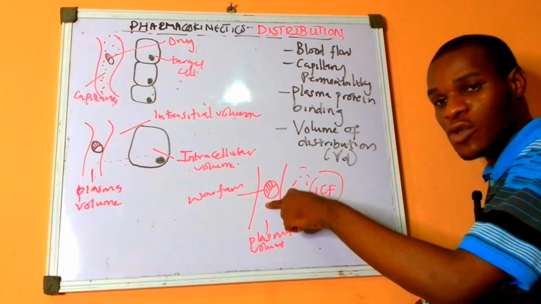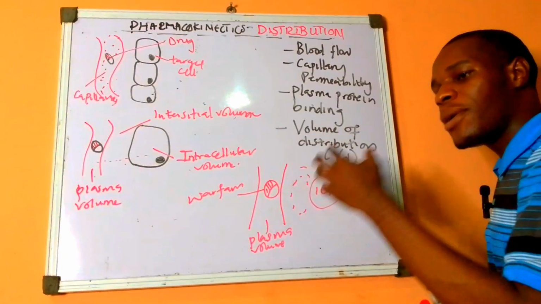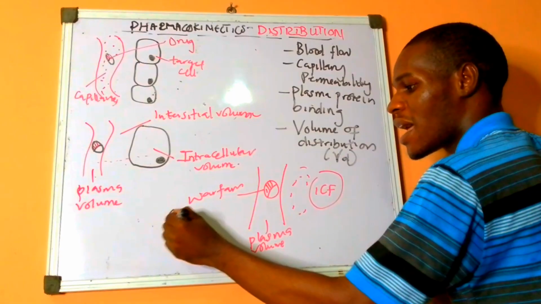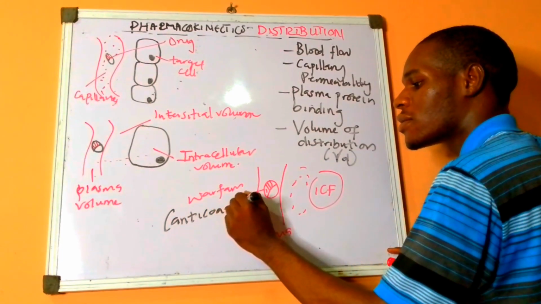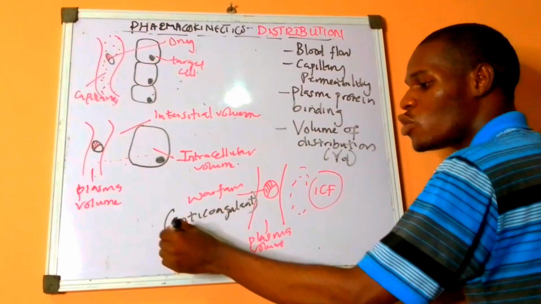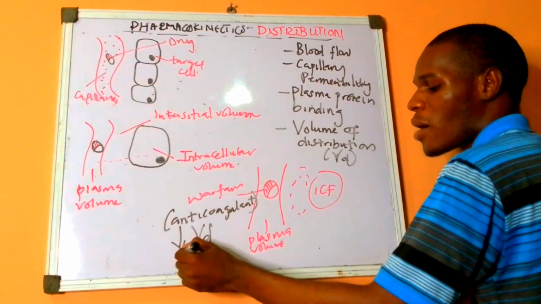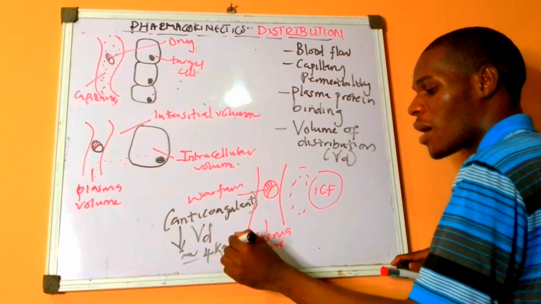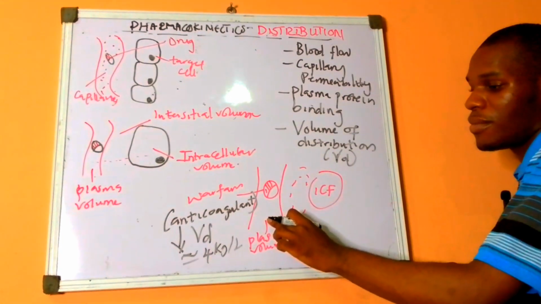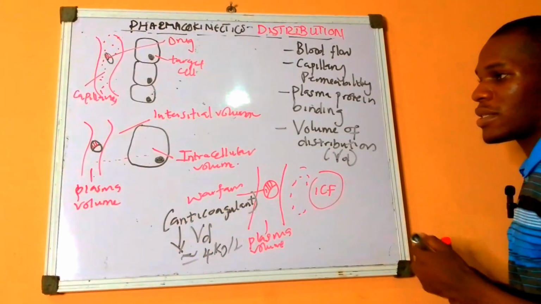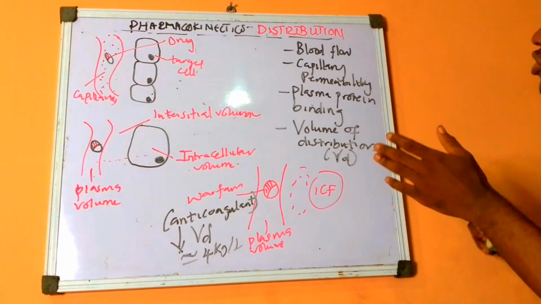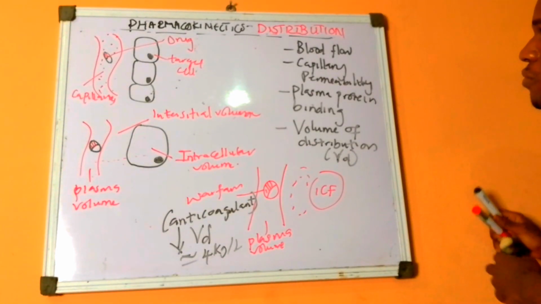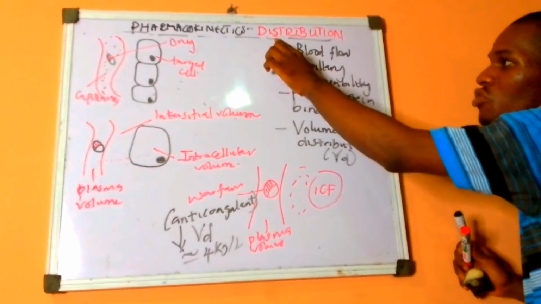Warfarin has to be in the vasculature, in the plasma volume, because of its therapeutic value. Warfarin is an important anticoagulant. So it is needed to have a very low volume of distribution, about, if I can remember, 4 liters or so in the bloodstream because it functions as an anticoagulant. So that is all for distribution. I've talked about blood flow, capillary permeability, plasma protein binding, and volume of distribution. These are the factors affecting drug distribution.